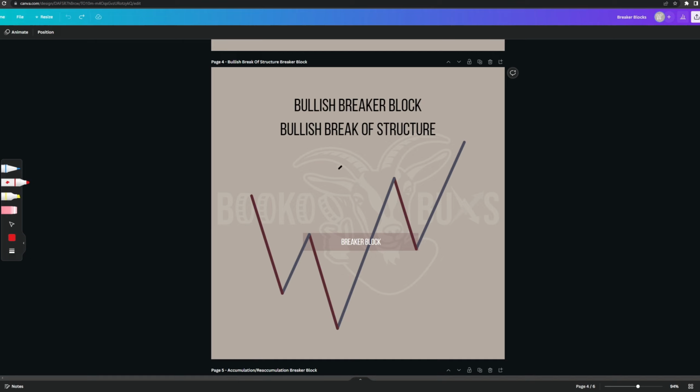So bullish breaker structure. We have a high to a low price break structure here. The breaker block will come from the previous high, which is here. It is an order block at the previous high. Any order block you see fits.